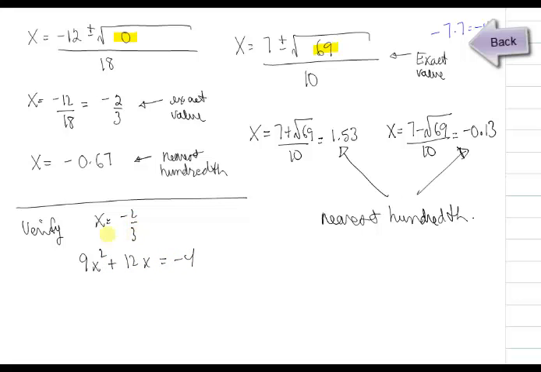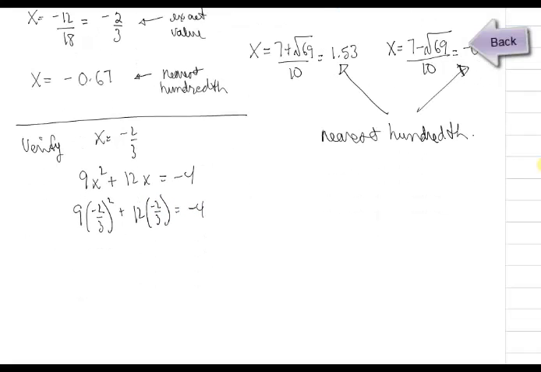So I want to plug in negative 2 over 3 into x squared. And I'm not going to use negative 0.67 because I want my work to be exact, okay? And so now when I square negative 2 over 3, I'm going to get 9 times 4 over 9. And then this is going to end up being minus, right? Because plus a negative number will mean minus. And I'm going to work this out.